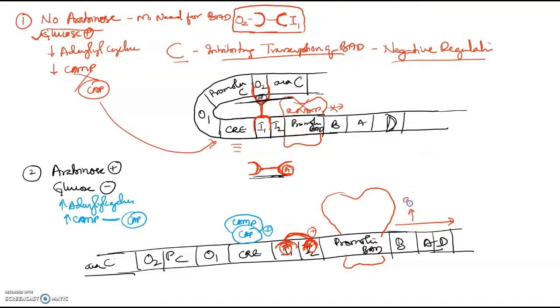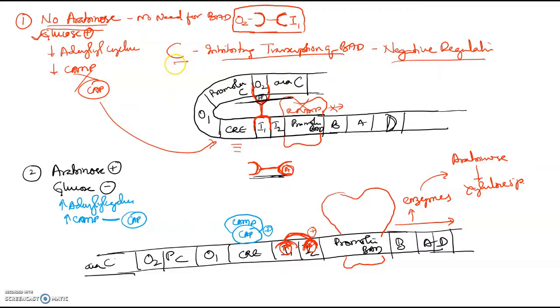This will be translated into enzymes. These enzymes will convert arabinose into xylulose 5-phosphate. So two scenarios here. I hope it's pretty much clear. In the first, there is no arabinose.